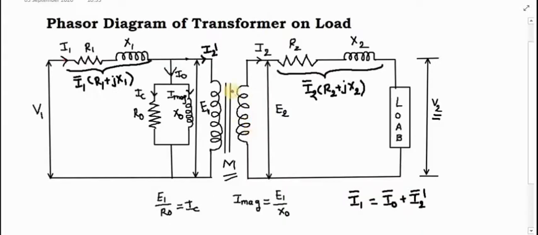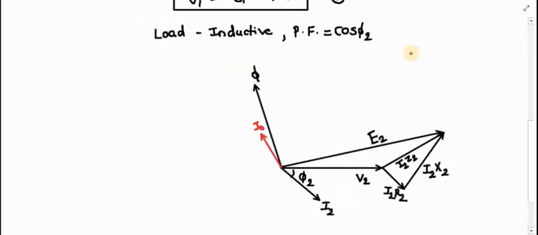Now then again look at this. After this what is there? E1. Now we have to draw the E1. Now the EMF E1 is in time phase with E2. So I will draw E1 in time phase with E2. So this is your E1.